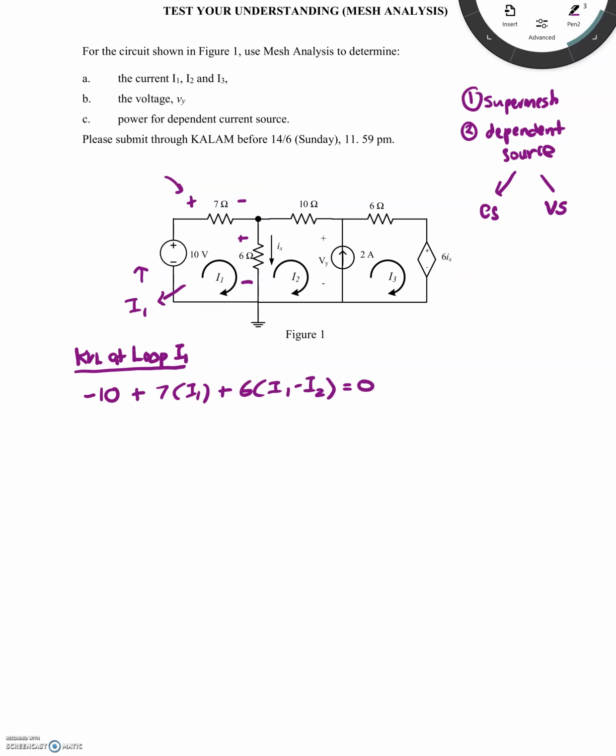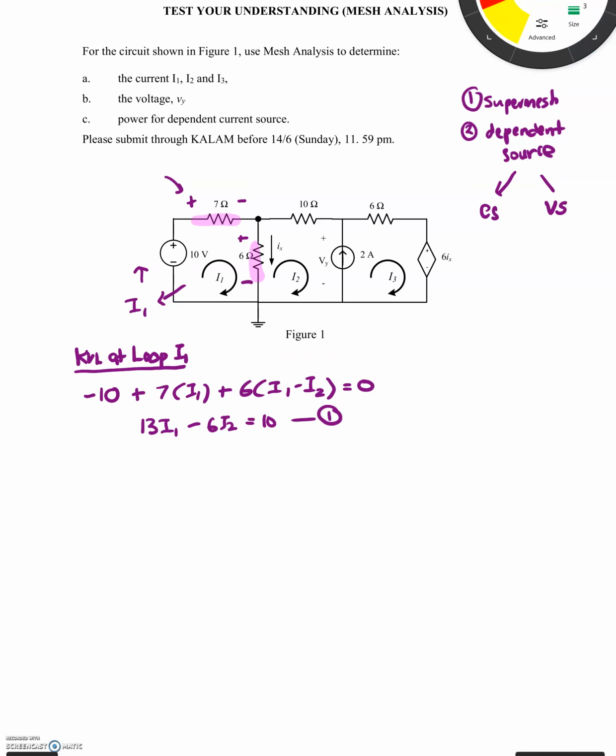Then you need to group the equation for I1 and I2. Actually, what you can do is see that the current I1 is flowing through the 7 and 6. So 7 plus 6 is 13: 13 I1 minus 6 I2 equal to 10. This will be equation number 1.